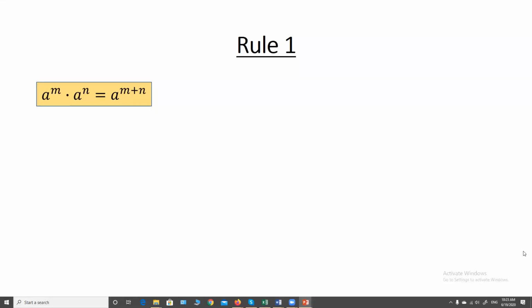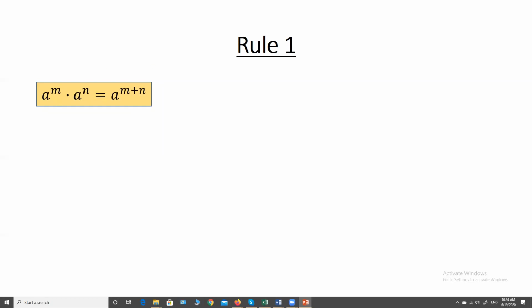We are now ready to talk about some of the rules that we can use to simplify exponential expressions. And the first one is one you see on the screen, a to the m times a to the n equals a to the m plus n. It's a rule that you should commit to memory. So first, let's talk about what this rule means, and then we can talk about in what ways we could make use of this rule.